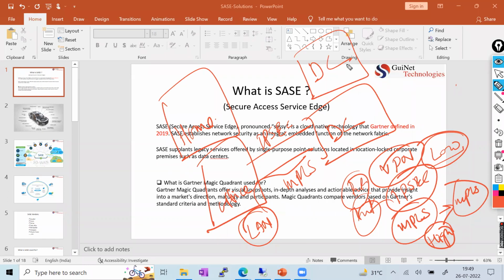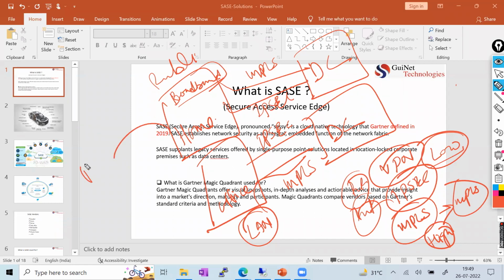You don't have a dedicated line, because I'm working from home, so I have a broadband router, which is my public internet router. So now can I build the MPLS connection to my data center? The answer is no. Can I build the IPsec connection securely with the router? Still the answer is no, right? But what solution can I use? So now you have to use a remote VPN solution, right?